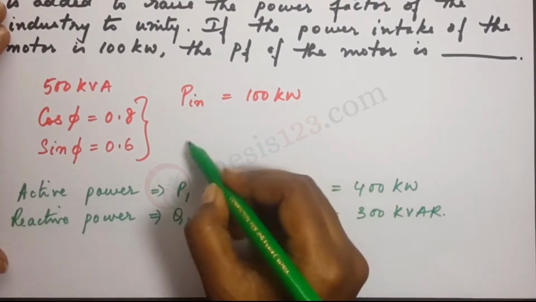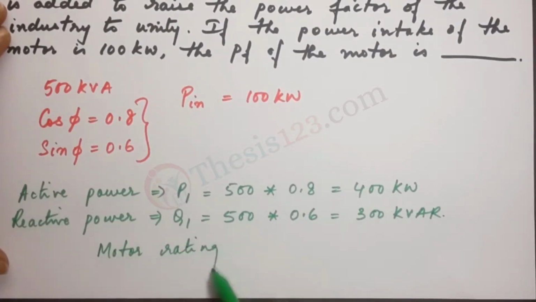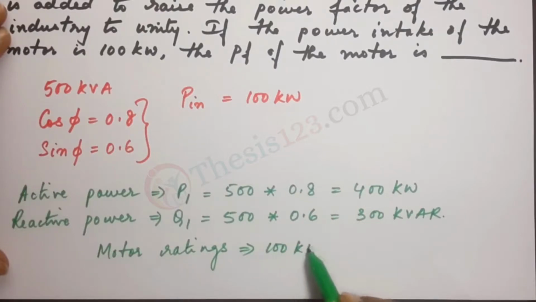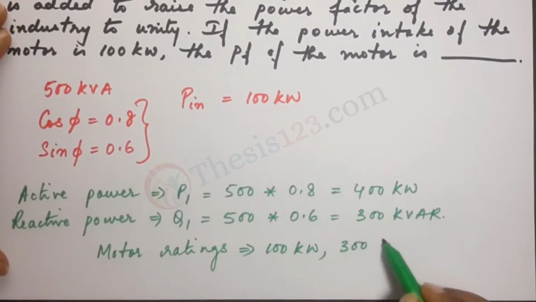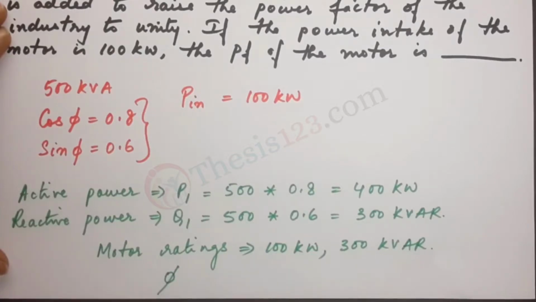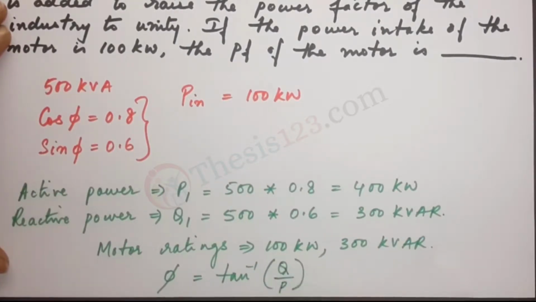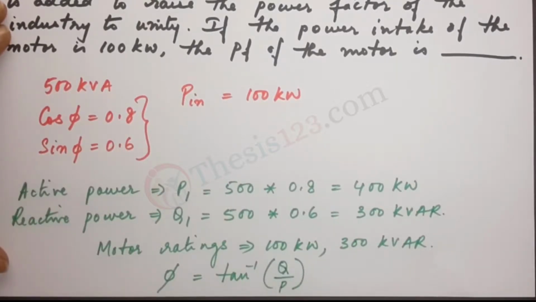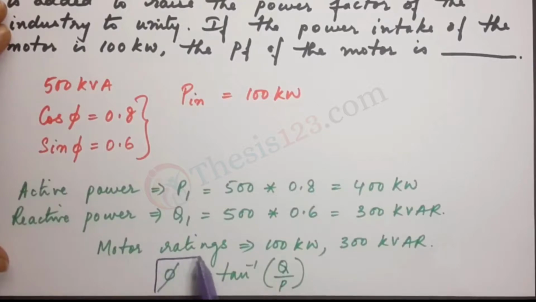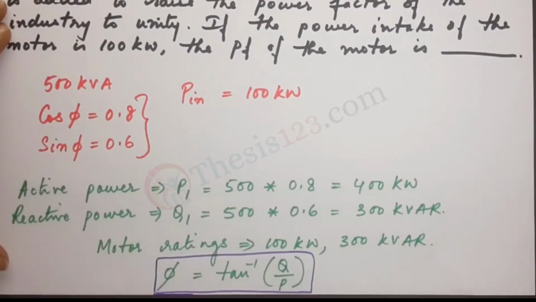Now, in order to raise the power factor to unity, the motor should supply 300 kVAR. So this gives us the motor ratings. Okay. So now we have the motor ratings as 100 kilowatts and 300 kVAR. So this is our P, this is our Q. Now for phi, we need the angle. The angle can be found by using the formula tan inverse of Q by P. This is a standard formula. Phi is tan inverse of the reactive power divided by the active power.